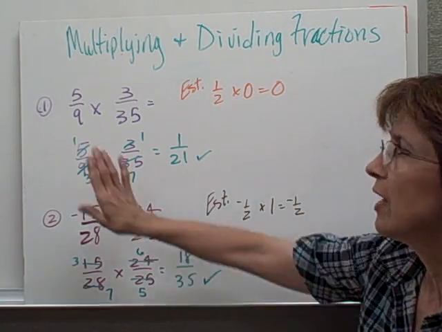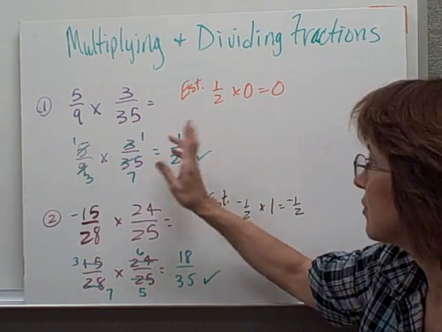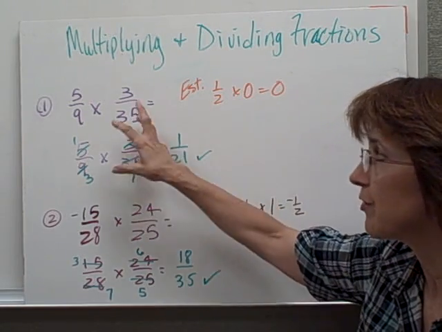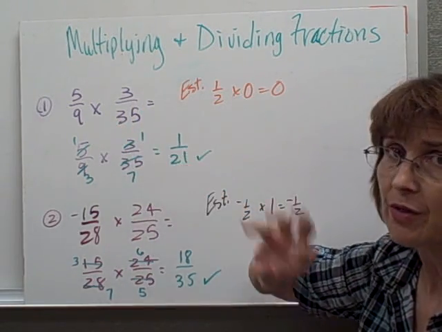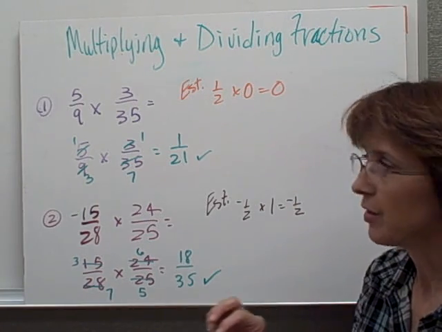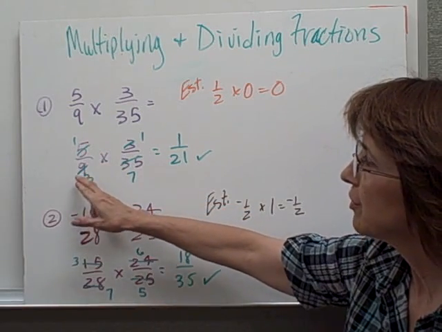Okay, so 5/9 again is close to 1/2. And 3/35 is very close to 0, so anytime you multiply by 0, you get a 0. So the answer that we have for the real problem is going to be a very, very small fraction. So if you don't get a very, very small fraction, something's wrong. So we go ahead and write it down, and then what you can do is reduce.